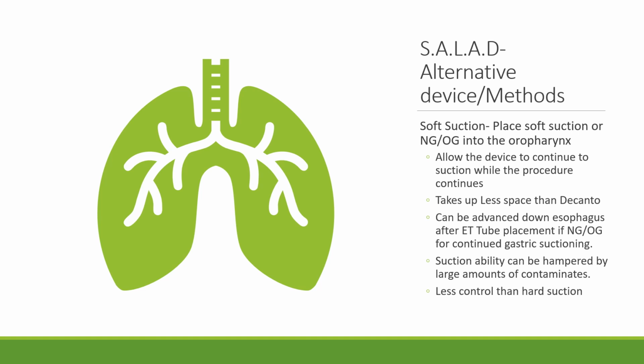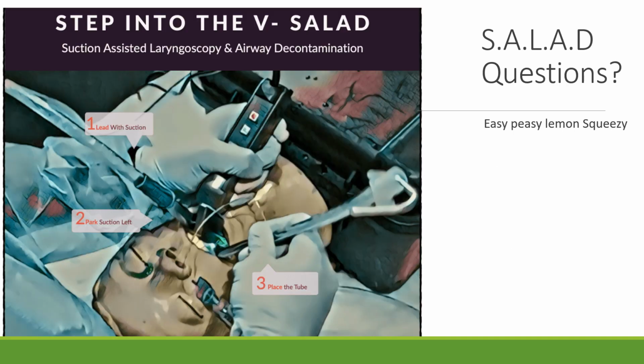Another thing I've seen you can do is placing an NG-OG in the back, particularly if it's just a little bit, and leaving it there. Once you get the tube, you can just further advance it, and all of a sudden you already have your OG and G in place. It works pretty well.